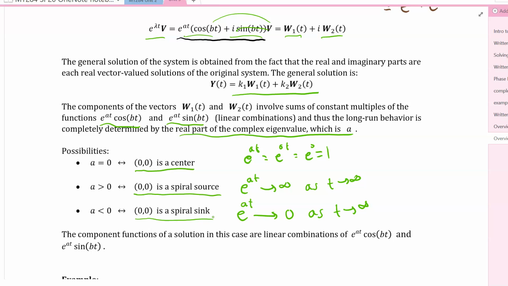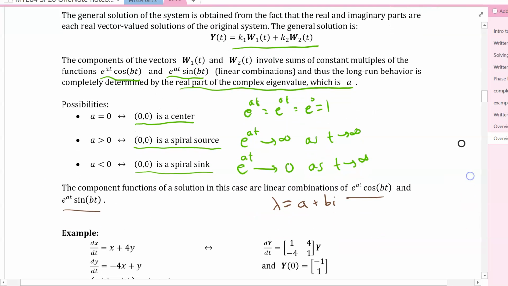Again, this is an important thing to point out. The components are all going to be linear combinations of e to the at cosine bt and e to the at sine of bt. Keeping in mind what our eigenvalue was here, lambda for this case was a plus bi. So a, the real part of the complex eigenvalue, is the coefficient of t in the exponent of e, and b is the coefficient of t inside sine and cosine.